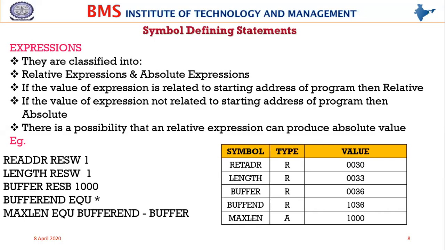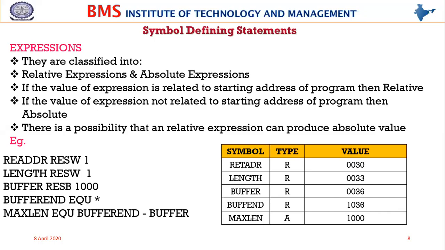Okay, that's also relative. Then who is absolute? Yeah, the last one, max len, is absolute, which is giving you a value. The value doesn't depend on your location counter value. So which is buffer end, which is 1036, minus buffer, which is 0036. Obviously, we're going to get the size as 1000, which is a value, not an address. So this max len alone is an absolute expression. The rest, all 4 of them, are relative expressions. So an expression can be either relative or absolute.